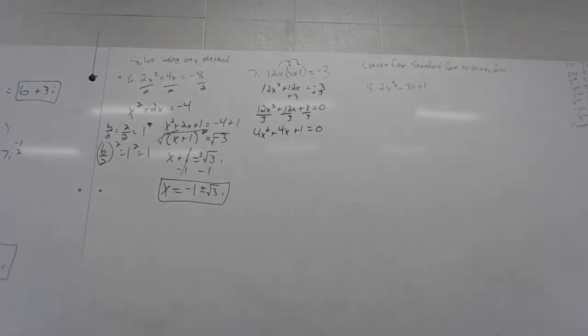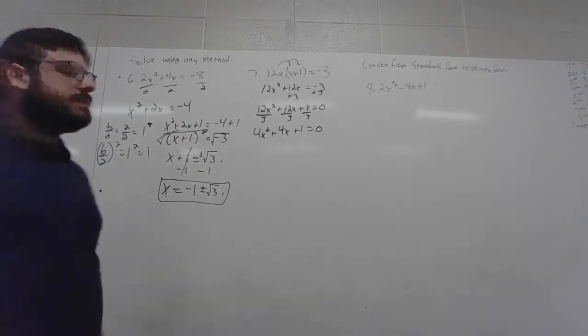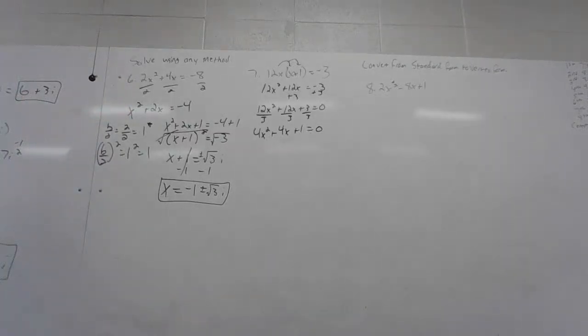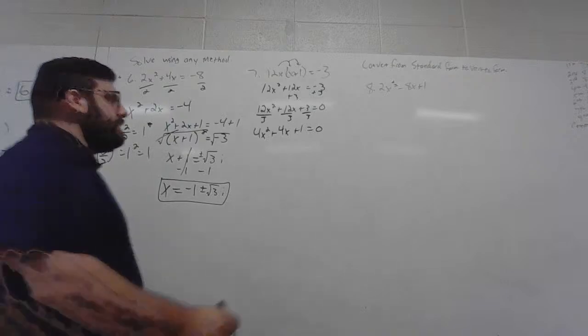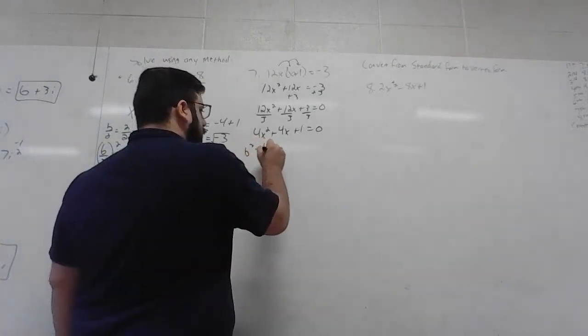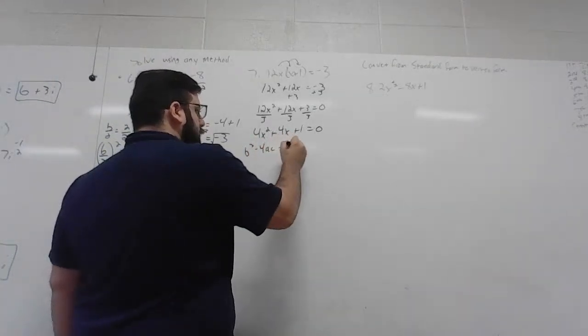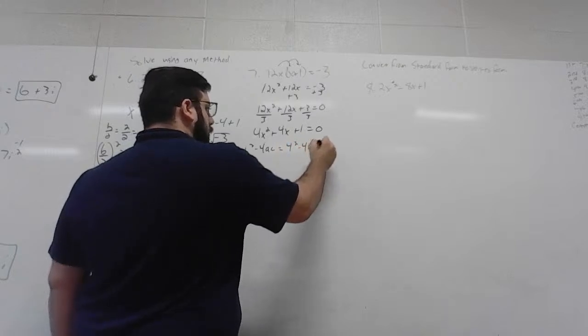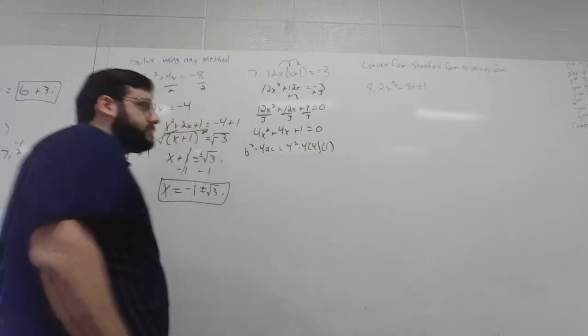Now I'll go ahead and use the quadratic formula. First, I want to figure out how many solutions I'm going to have. So I'm going to work out the discriminant first. b squared minus 4ac. So that's 4 squared minus 4 times 1.